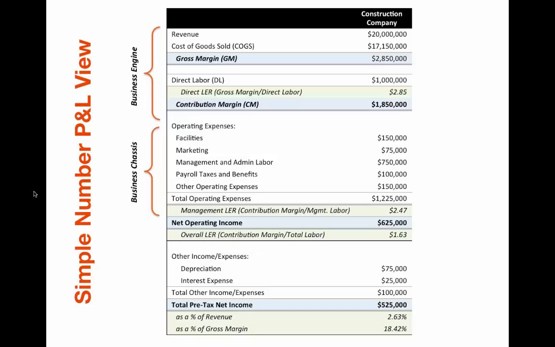Then you can see the operating expenses: facilities, marketing, management labor, payroll taxes and benefits, and other operating expenses. Many times a lot of people will raise the question about what about the payroll taxes as they relate to direct labor. And we are not fans of allocating cost out.